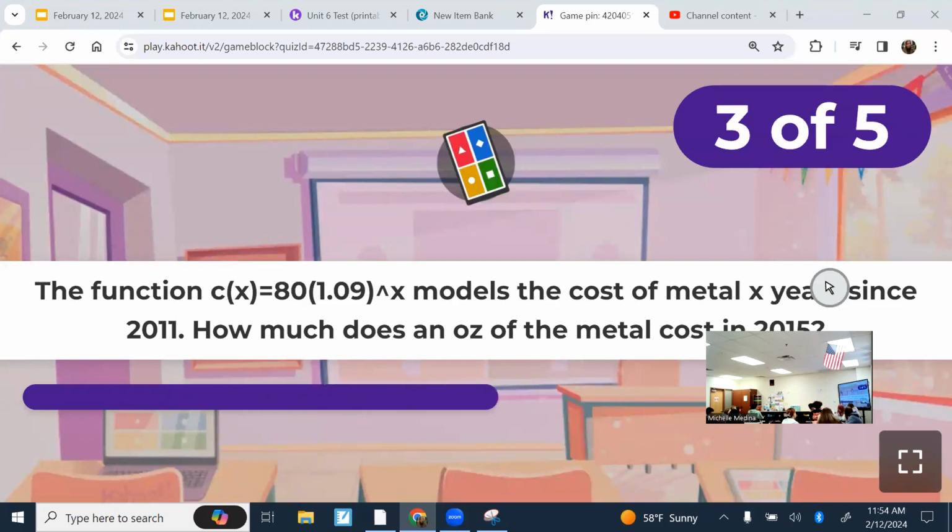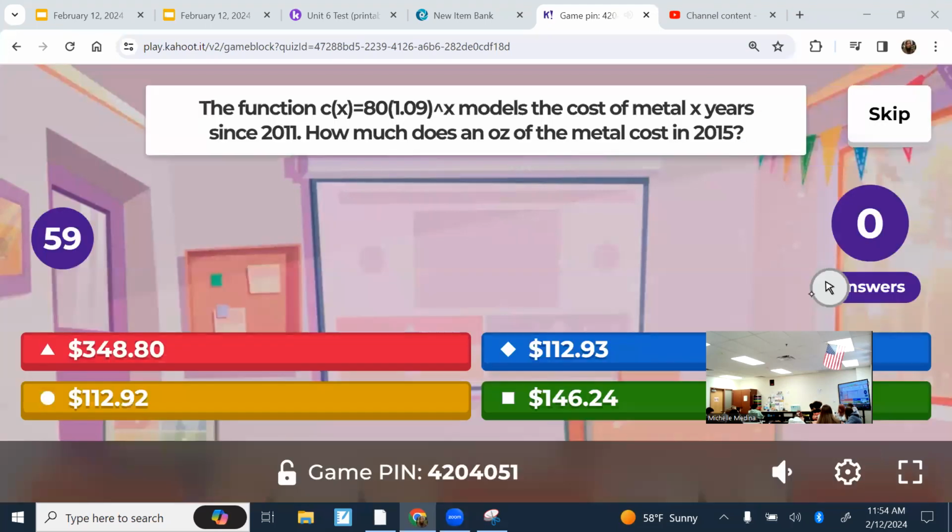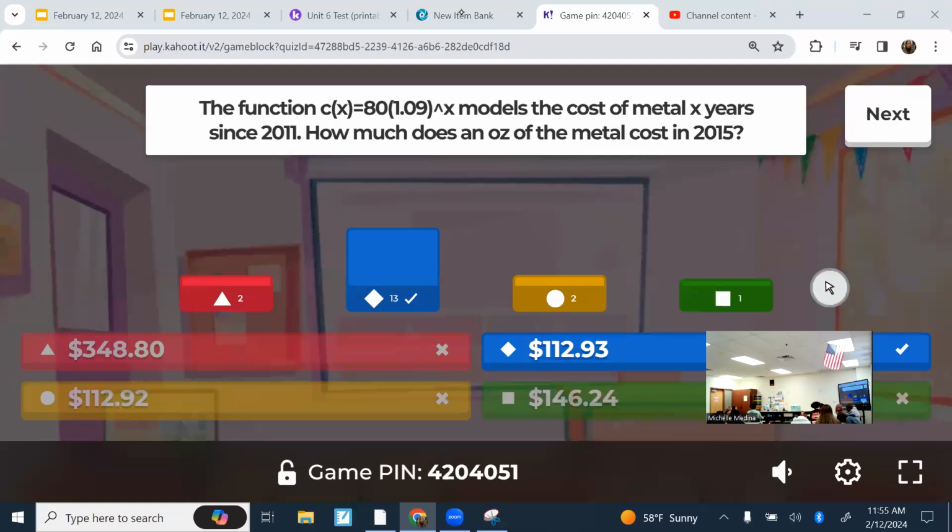How much does an ounce of the metal cost in 2015? I didn't notice, by everyone needing to take out their calculator super fast, you need a calculator to solve problems like this. You just need one. I think I saw maybe 1 or 2 people still multiplying by hand on the test. Please use a calculator, please.